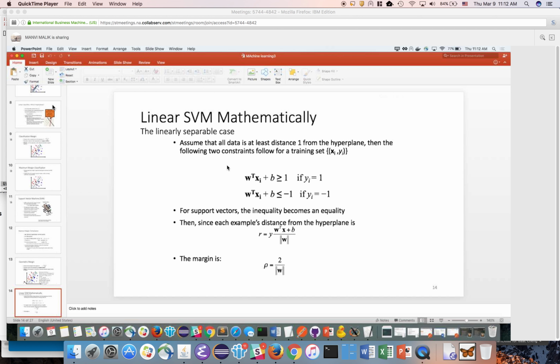And then again, I'm repeating this: the point will be classified as positive. There are cases where you take it as 0 or -1. That just depends on where you are putting your origin. And again, the distance calculation between any point and the hyperplane is this formula, and the margin is 2 over mod of W. That's how you calculate the maximum margin value.